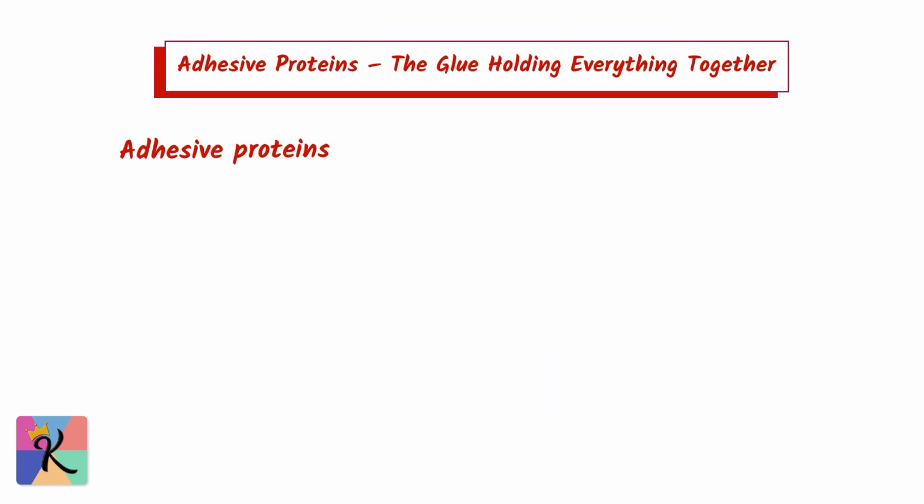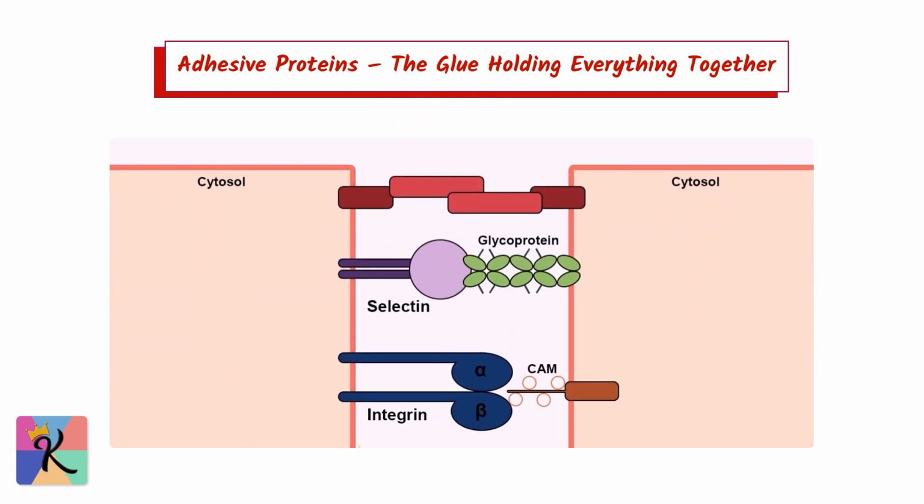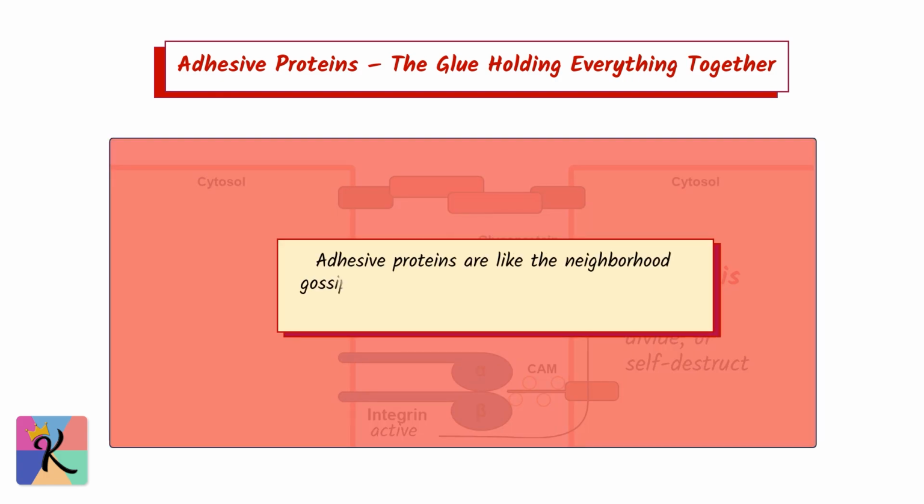First up, we have the adhesive proteins. You can think of these as the glue or tape that keeps everything stuck together. Integrins and cadherins are the key players here, and they're like tiny hooks on the cell surface, grabbing onto other cells or the surrounding matrix. But they're not just about holding things in place. They also help cells communicate with their environment. For instance, when integrins get activated, they send signals inside the cell, helping it decide when to grow, divide, or even self-destruct in a process known as apoptosis. So, adhesive proteins are like the neighborhood gossip, passing messages between cells to keep everyone on the same page.